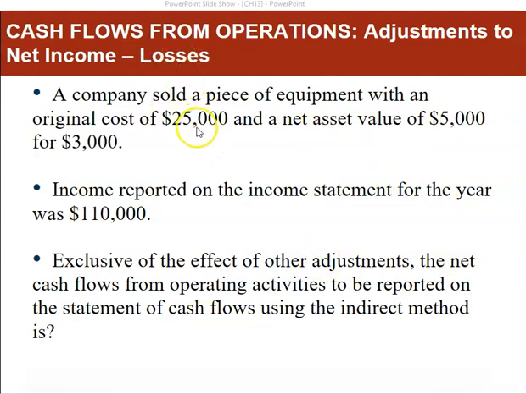Losses, okay, pretty much the exact same example that I gave just now, except that we're using $5,000 instead of $6,000. So we have a $2,000 loss here. Again, this really needs to say net book value, not net asset value. Net book value of $5,000, we sell it for $3,000, we have a $2,000 loss. Well, that pushed our net income down $2,000, but that was an investing activity, so we're going to add that back. So exclusive of anything else, we're at $112,000.